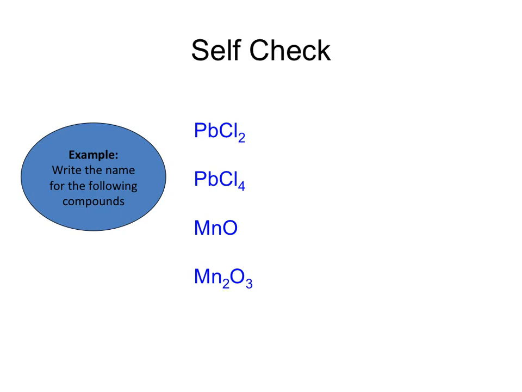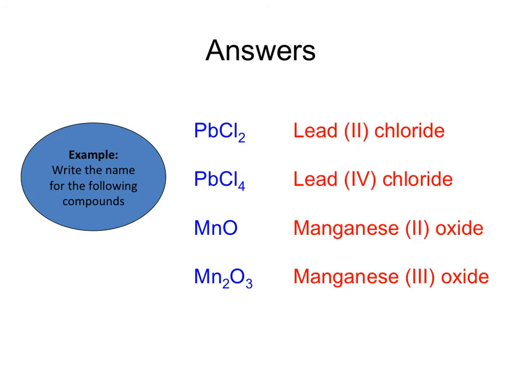Now it's time for you to do a self-check. I want you to write the name for the following compounds, and then you can check your answers on the next slide. The first example is a binary ionic compound. I'm going to cut it in half. I've got a metal and a nonmetal. The metal's name is lead, and the nonmetal is chlorine. We're going to drop the ending and add ide.